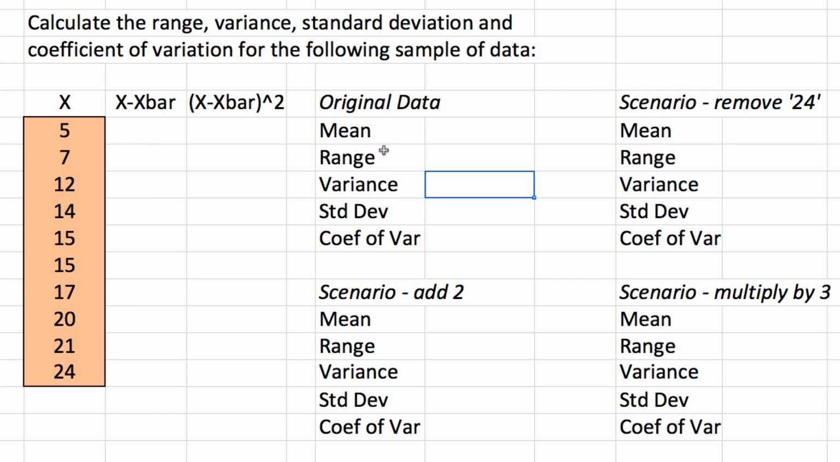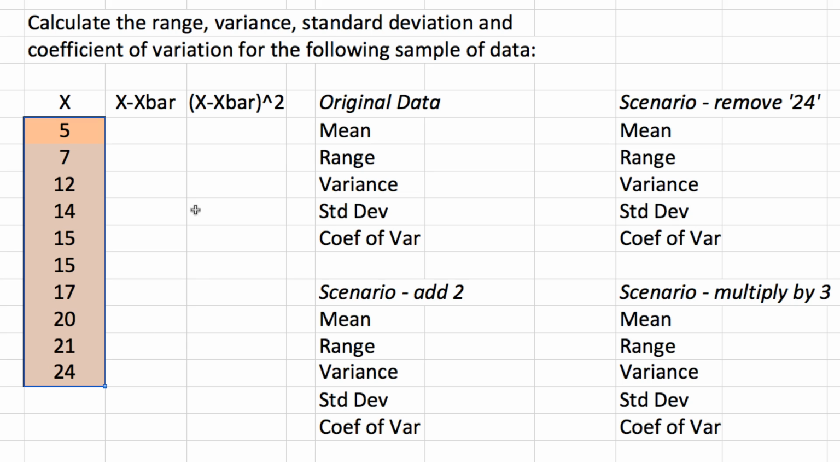Now, here's some things I've put together already. I'm going to fill in some of this data for you in a second. But we've got a data set here. Let's have a look at this orange section. We're going to call it X. I'm asked to calculate the range, variance, standard deviation, and coefficient of variation for the following sample of data. Okay, 10 observations.